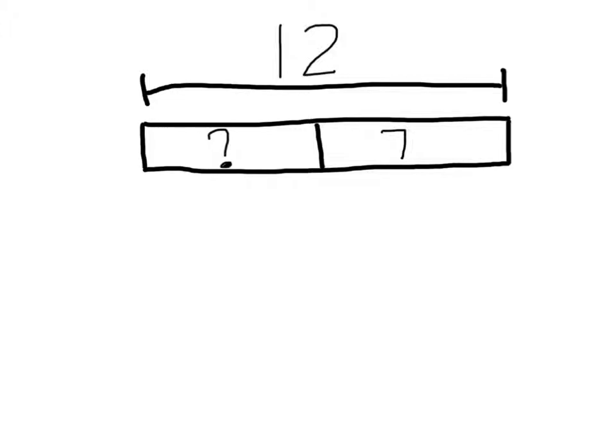Here's an example of when you use subtraction to solve problems. My 12 is my whole. I know the 7 is one of my parts. What I don't know is what this part is. I could write this as an addition sentence. I could write blank plus 7 is equal to 12. My part plus my other part is equal to 12. I don't know this part though, and I need to figure it out. My addition sentence is not going to work in this case.